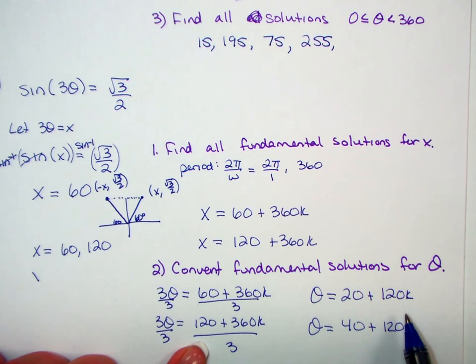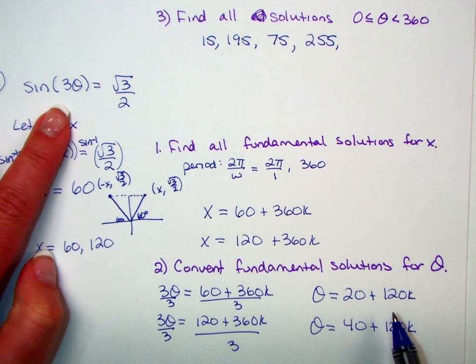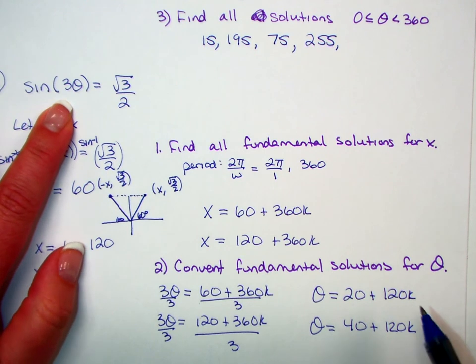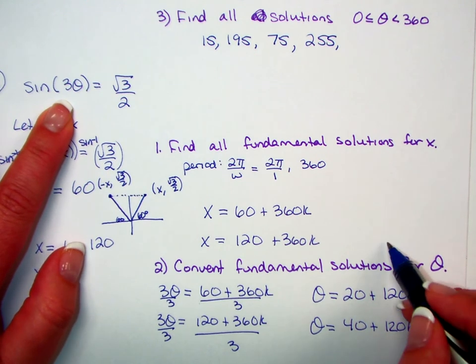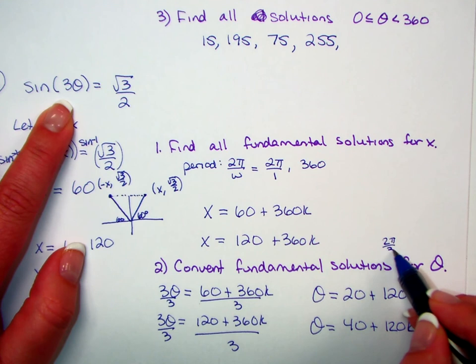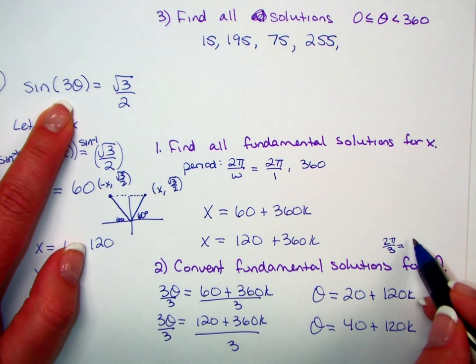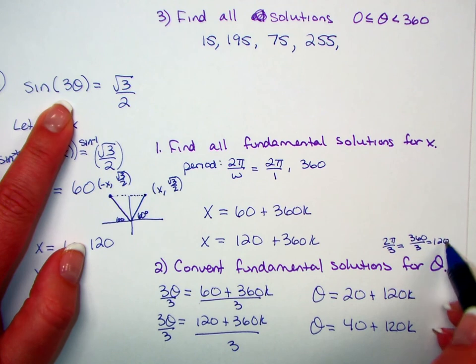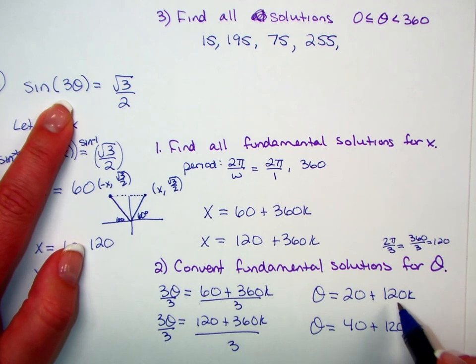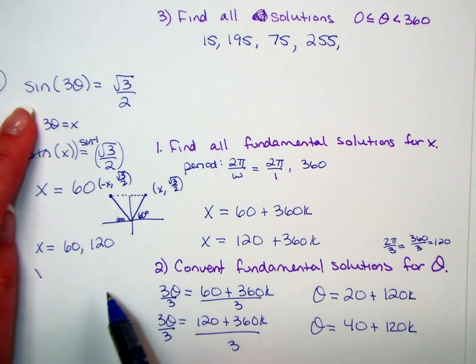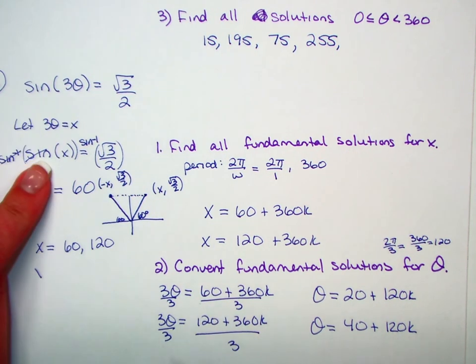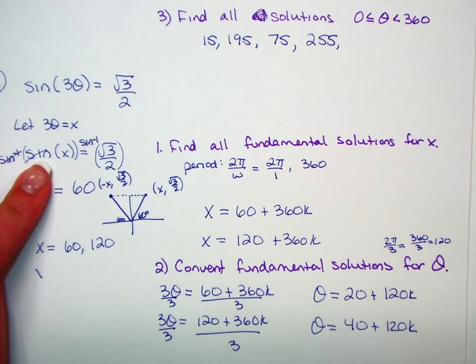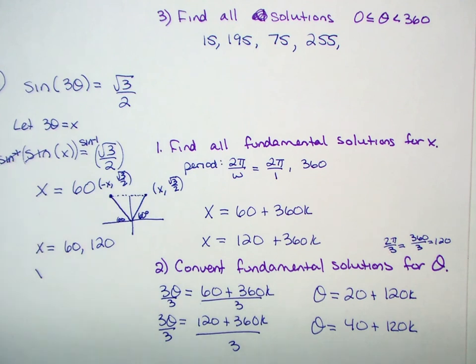Notice that the period of this function here would be 2 pi over 3, which converts to 360 over 3, which converts to 120. So we are adding the fundamental period to our fundamental solutions, but we have to start with the fundamental solutions of a normal trig function in order to get here. All right, so let's do one more thing.